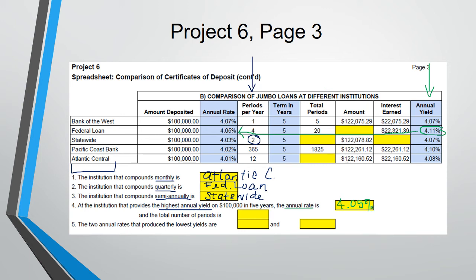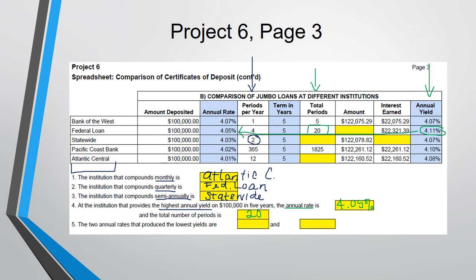And then it says the total number of periods is blank. So we're looking at the same row, just a different column. We're looking at the total period column, which is going to be 20. That is in the same row. So we're going to type in 20 in here.